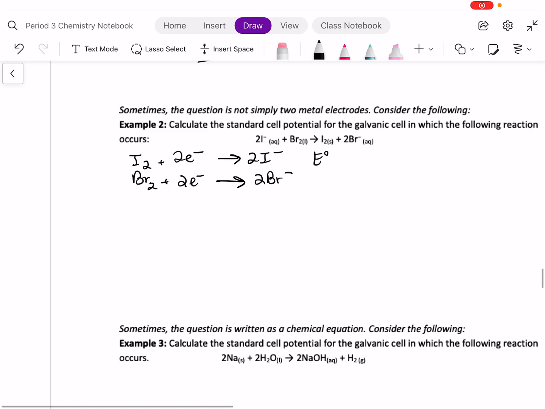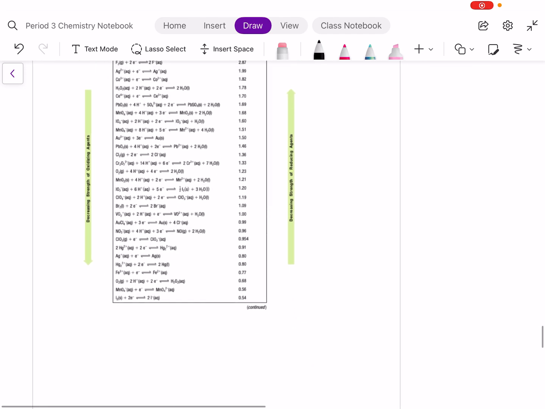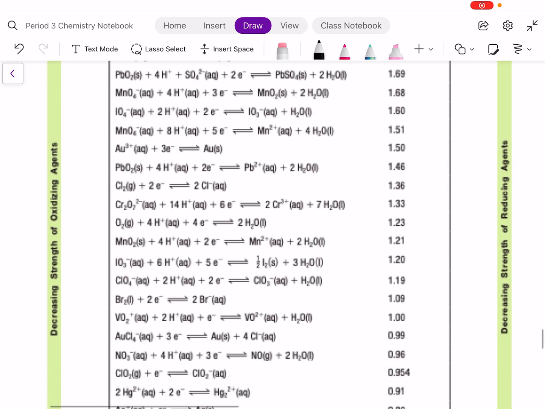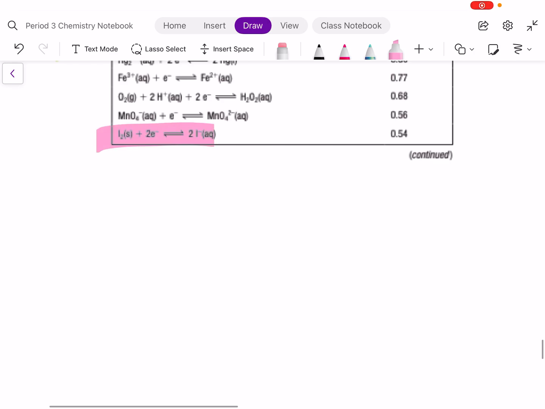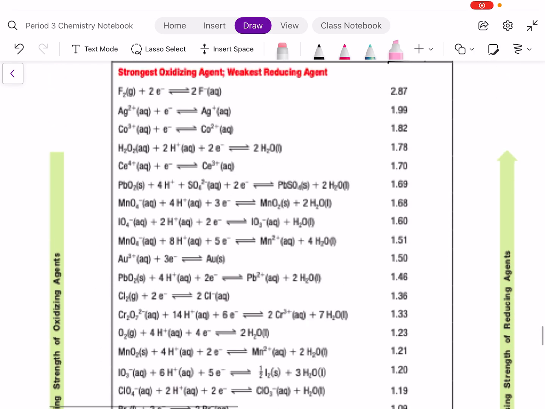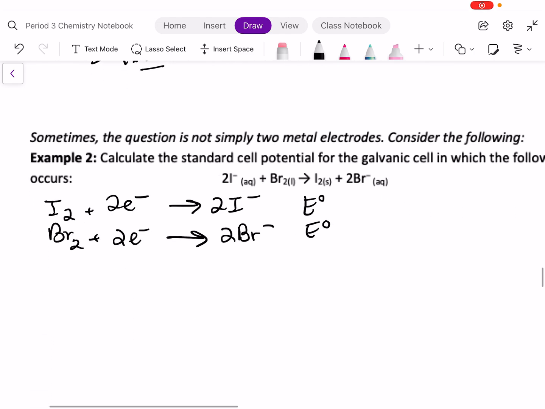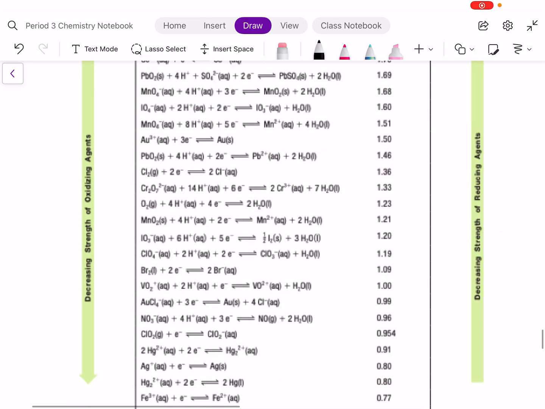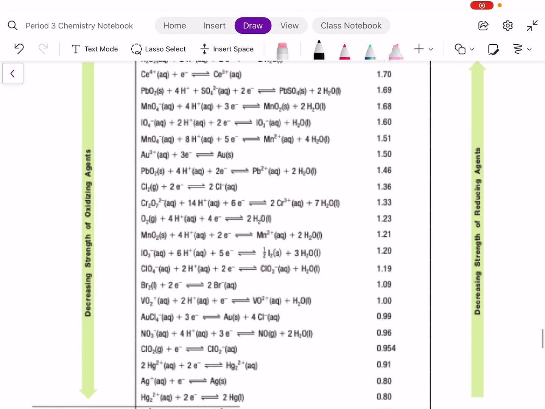Okay, now I'm going to look for their values on our chart. Looking through, I can see iodine here is 0.54. I don't know yet if this is my cathode or anode. I have to check which one has a higher reduction potential, and that one will be the cathode. So we want bromine, it's right here. That's 1.09.